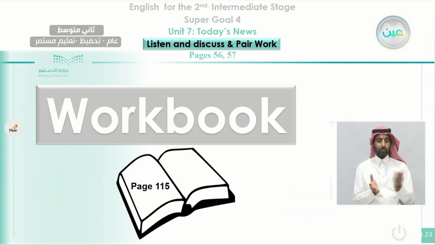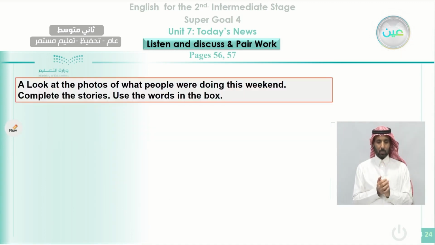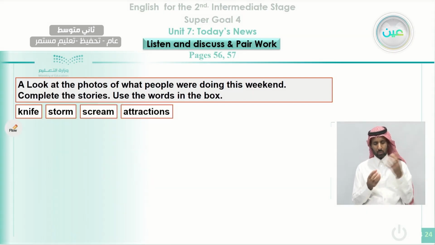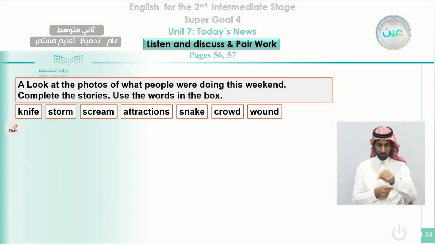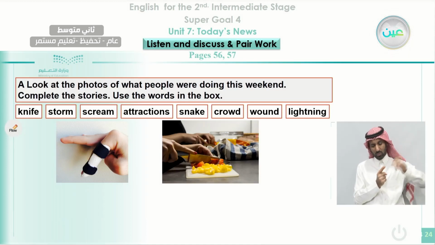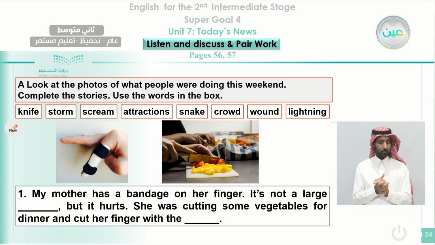Okay, we move now to the workbook on page 115. Exercise A, look at the photos of what people were doing this weekend. Complete the stories, use words in the box. Okay, we have knife, storm, scream, that is the shouting or the sound that some people make, attractions, snake, crowd, wand, and lightning. Okay, you can see here two pictures, and you can answer the question here, or you fill in the gaps.